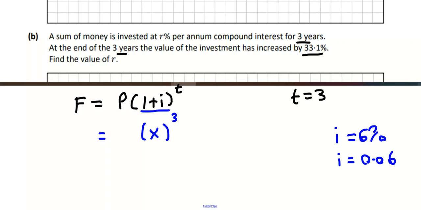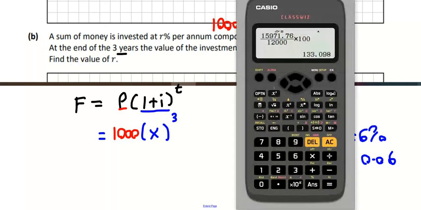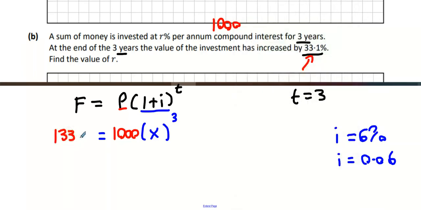Okay, for argument's sake, we took €1,000. So our loan was €1,000. And at the end of the 3 years, the €1,000 increases by 33.1%. So we get our €1,000 and we increase it by 133.1%. So it's 1,331 would be the final balance. Now this is done yearly, hence compound interest.